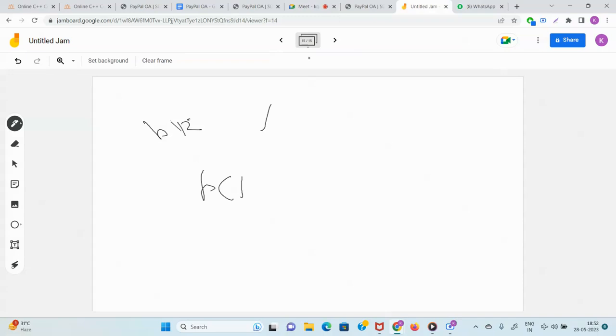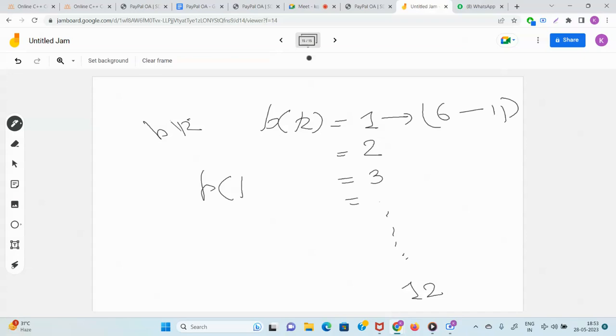We are trying all the possible b of k's. It can be 1, it can be 2, it can be 3, it can be any number till 12. For each of them, you know the low and high ranges. What was it for 1? It was 6 to 11. Similarly, there is some value for 2, and this keeps on increasing.